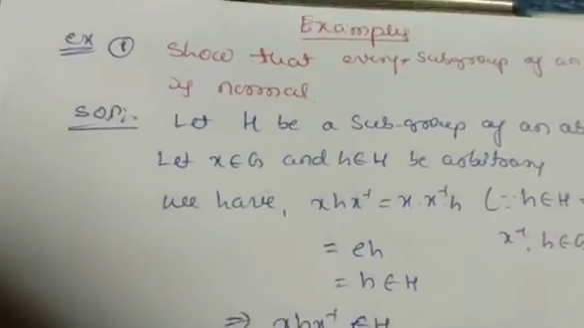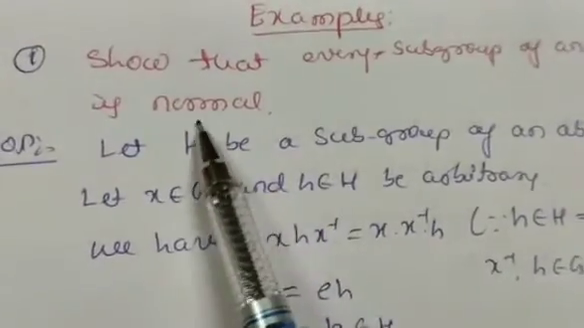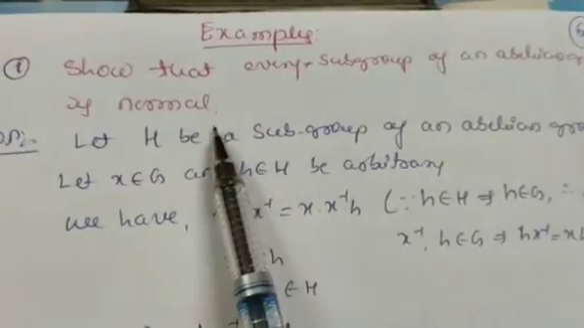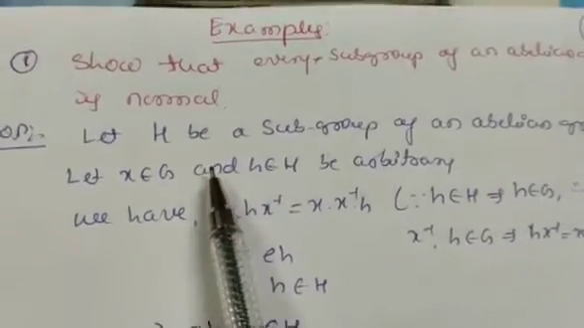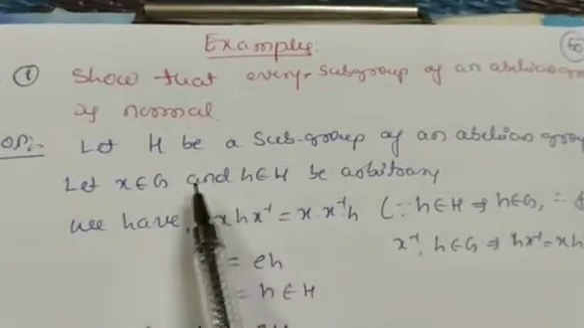Let us take some examples on this. First example: show that every subgroup of an abelian group is normal. Let us take a subgroup of an abelian group, then you have to show it is a normal subgroup.